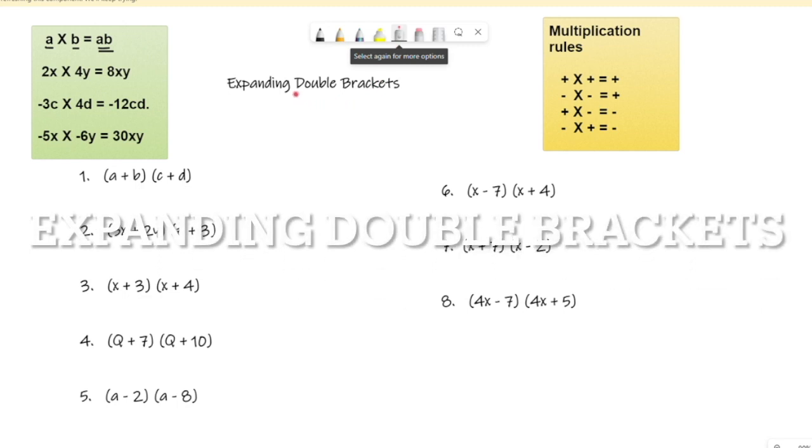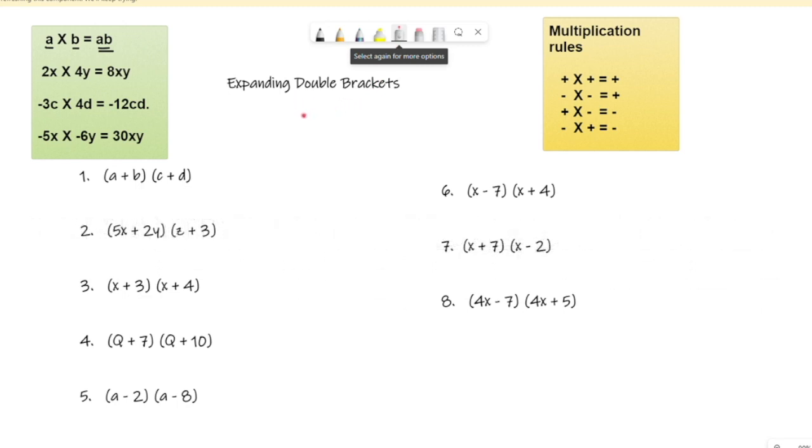So this video is about expanding double brackets. If you are learning double brackets now, I'm sure you know expanding single brackets, or you have seen a video about it. So before we move on, I would like to revise some multiplication rules.